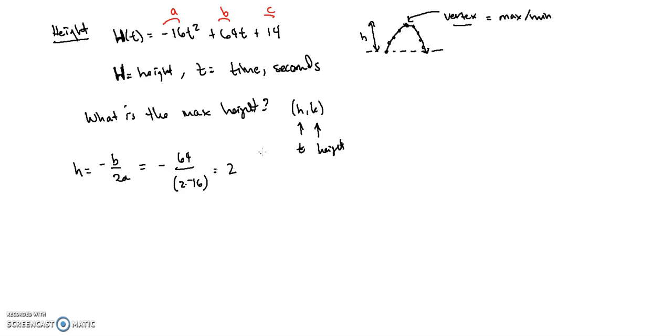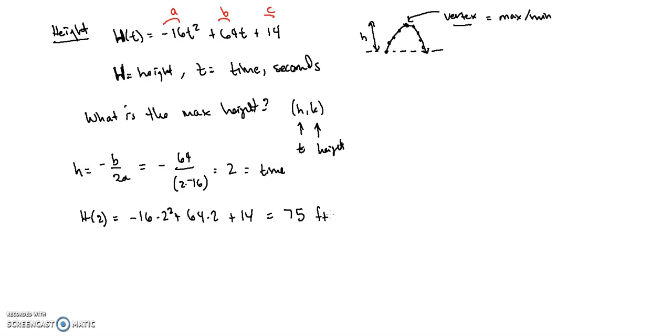Okay, but that's not our height, that's actually our time. That's our variable. And then we plug it back in to get our height. So we're going to have negative 16 times 2 squared plus 64 times 2 plus 14. And that should give us, I think that comes out to 75.